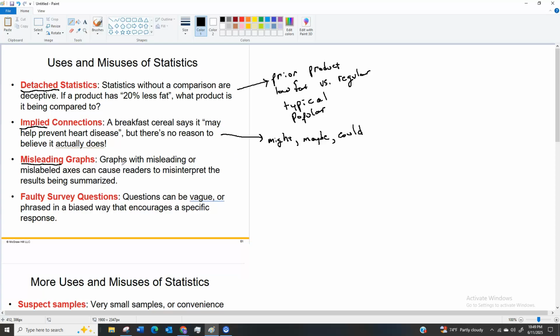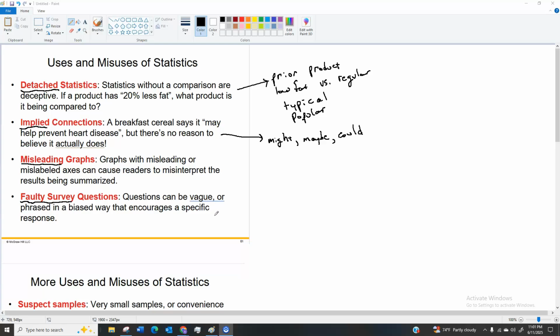When reporting data, sometimes graphs can be misleading. They might mislabel the axes, or they can cut the axes so that it doesn't start at 0. There are several different things that you could do to make a graph misleading, to make it look better or worse than it actually is. And then faulty survey questions is when a survey question is either vague or biased, so you try to encourage a specific response.